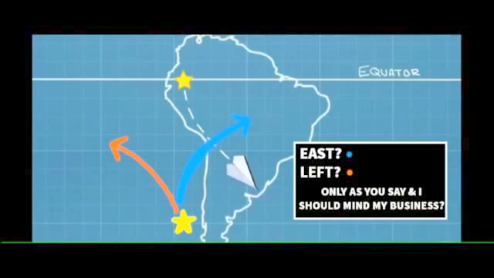Or is it only as you say, and I should mind my own business? Because hopefully everyone sees the problem here. If we change to the bottom and it goes east, isn't this the same as the northern hemisphere? And if we're on the bottom and it goes left, well then it's the complete opposite of what you just described. Starting to sniff doublespeak.